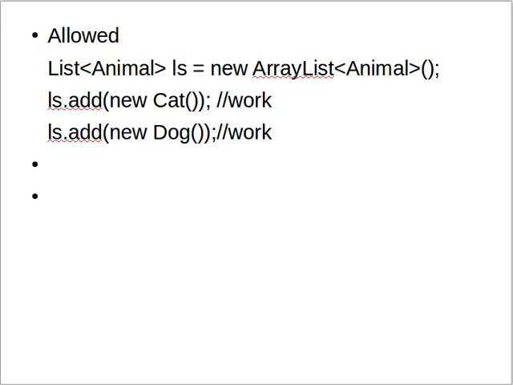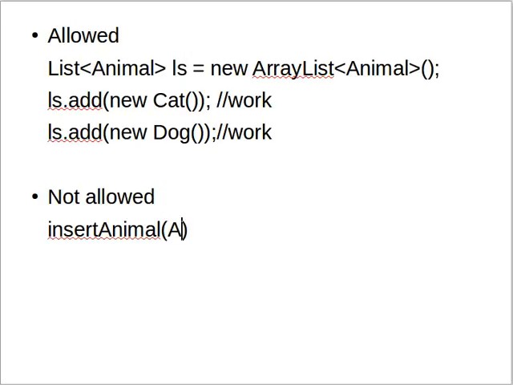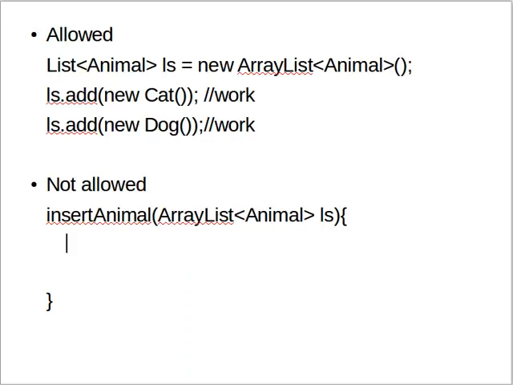But what is not allowed is this. So suppose we have a method, say insert animal. The syntax may not be correct, I'm just writing to give an example. So let's say it takes an argument of ArrayList of Animal ls, and now we try to add here something like ls.add new Dog. This will not be allowed under all circumstances, so it will be allowed only sometimes.